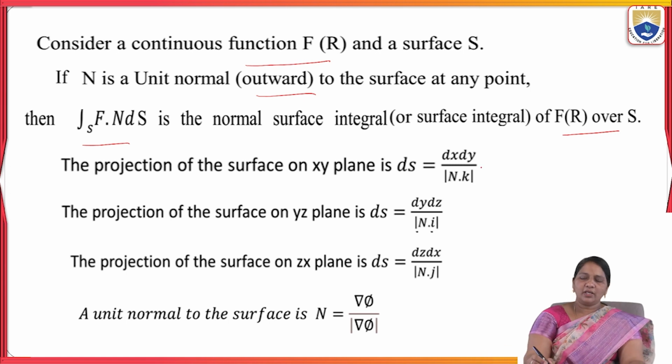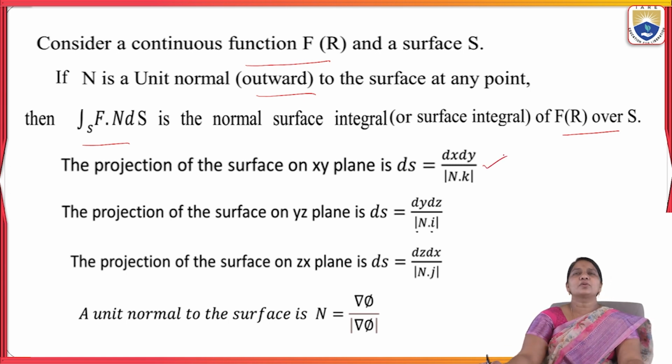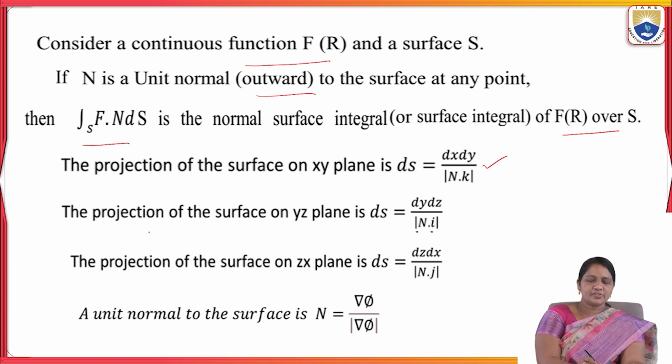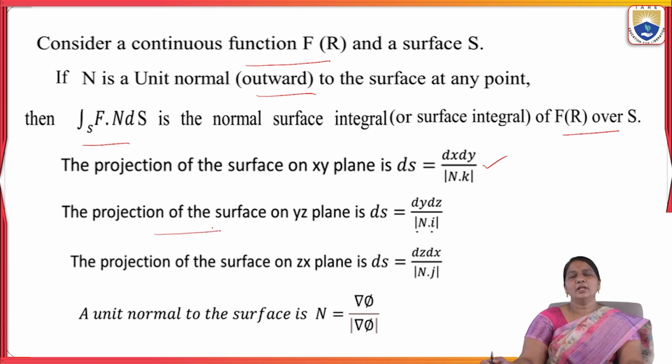If we take the projection of the surface on the xy plane, then ds equals dx dy by n dot k. If we take the projection on the yz plane, ds equals dy dz by n dot i. Here we are using a three-dimensional surface, and we can't calculate a three-dimensional value directly, so we take the projection and select the planes based on that. The projection on the xz plane gives ds equals dz dx by n dot j.